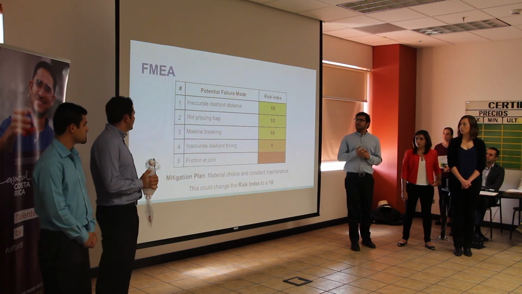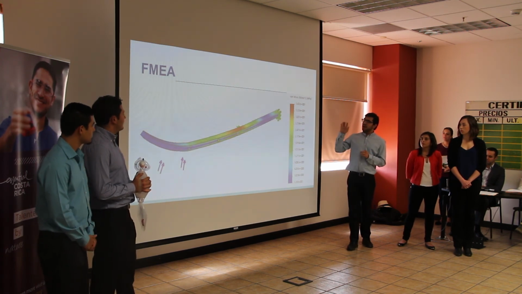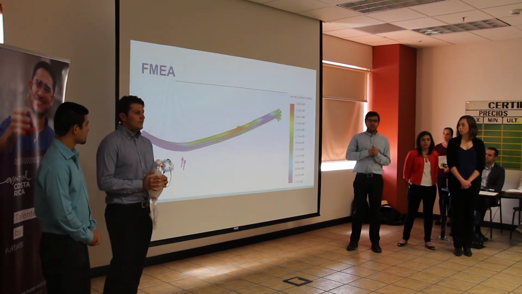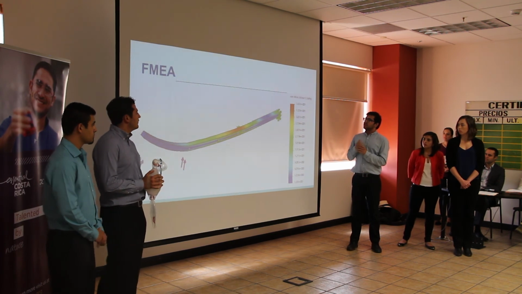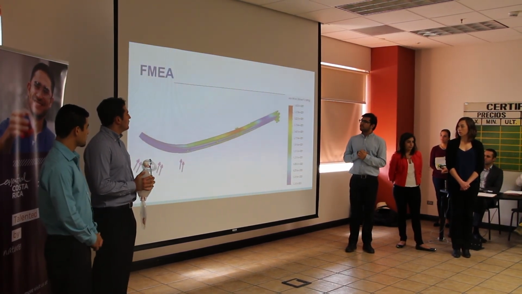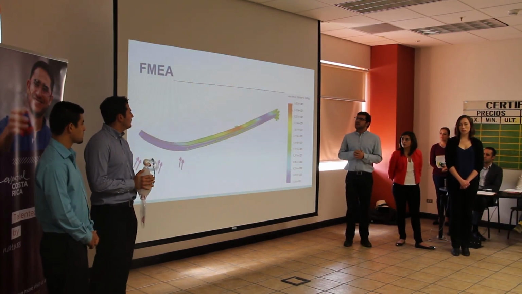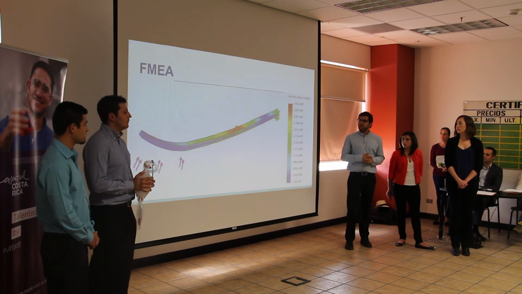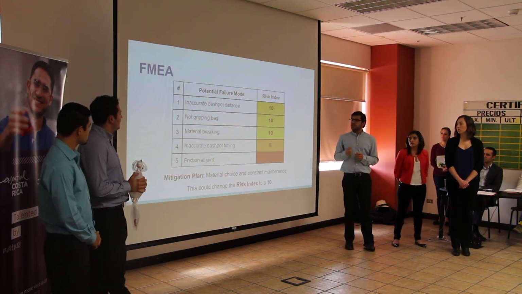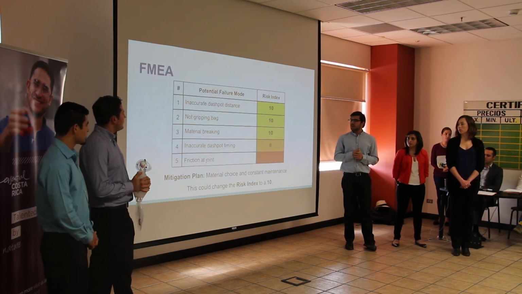The next one is the material breaking. For this, we did a stress analysis, and you can see it here. This one is very important because it determines if our structure is going to break. With the effort needed in order to manipulate our device, we can guarantee that it's not going to break. The inaccurate dashpot timing is similar to the first one, but that's also considered in our design.